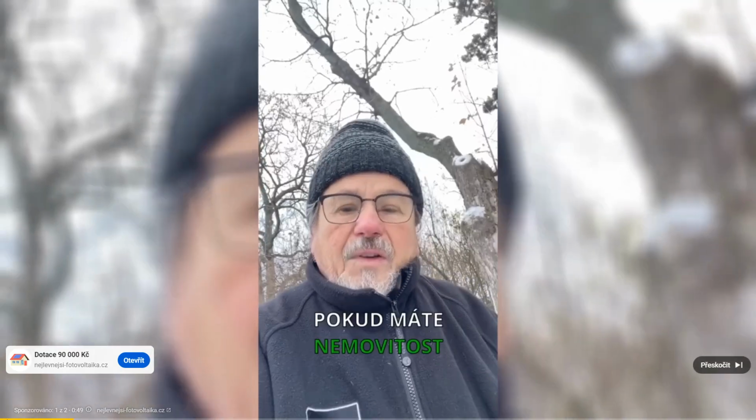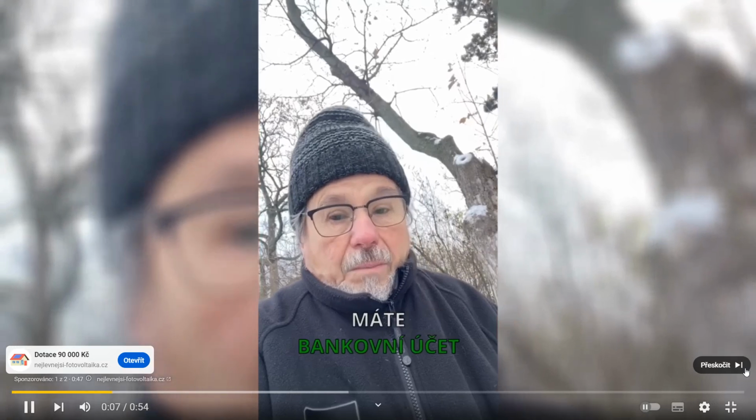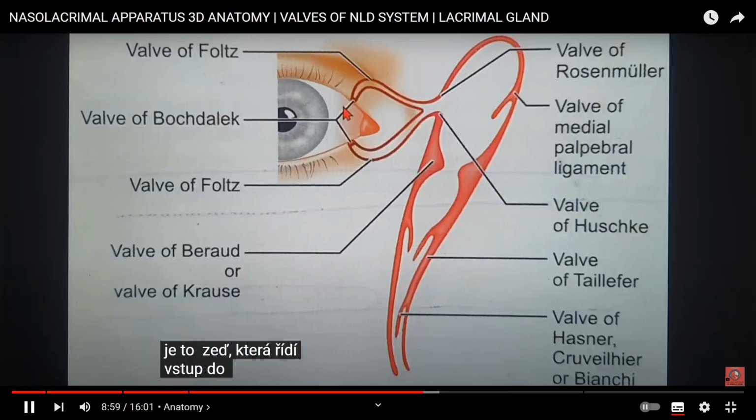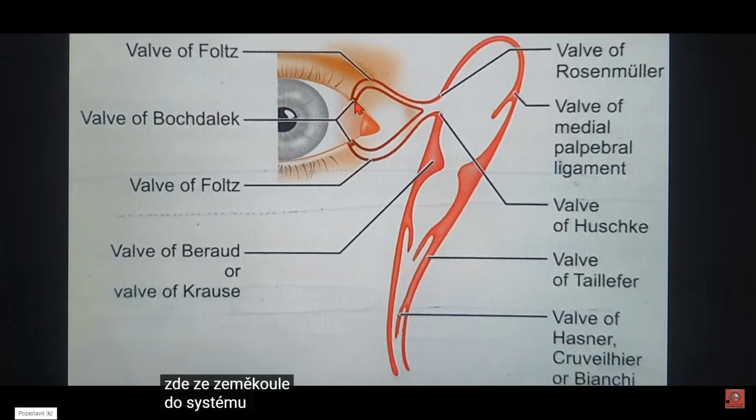the tears from the globe into the lacrimal apparatus system. And as you can see over here, when you reach the transition between the vertical and the horizontal part of the canaliculus, you can see a valve of Foltz. This valve controls the movement from the vertical to the horizontal transition of the canaliculus.